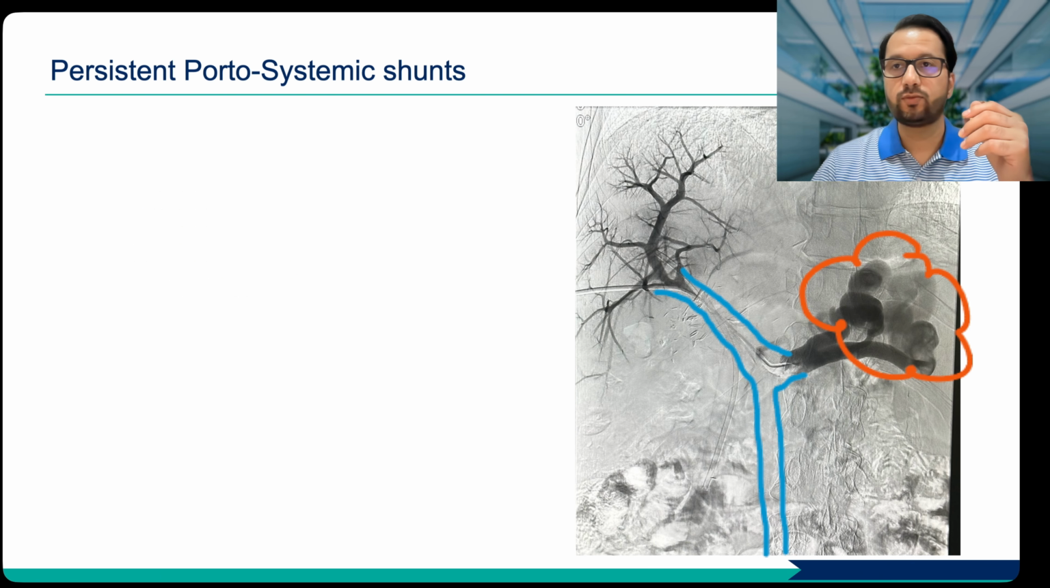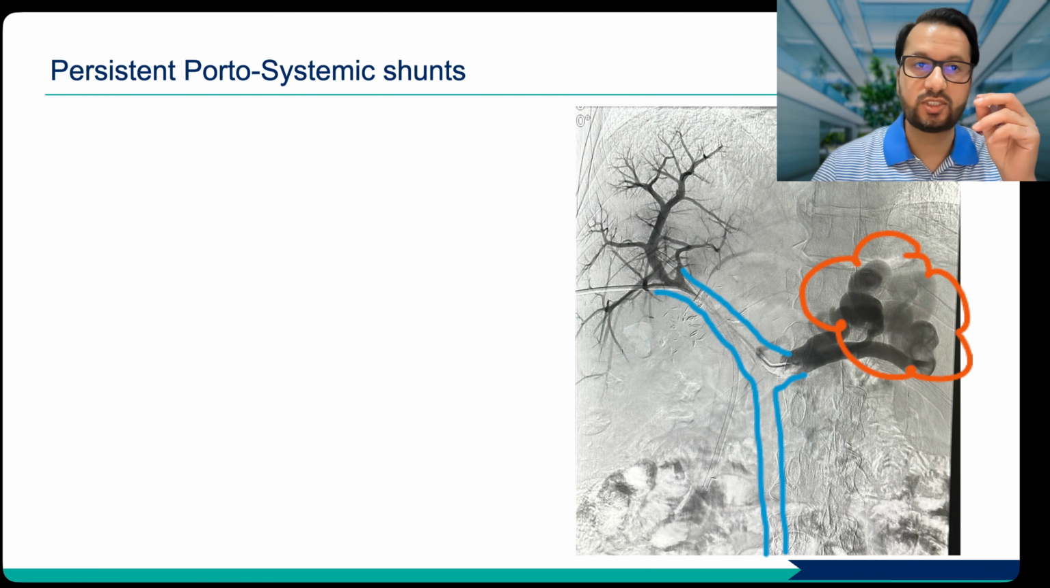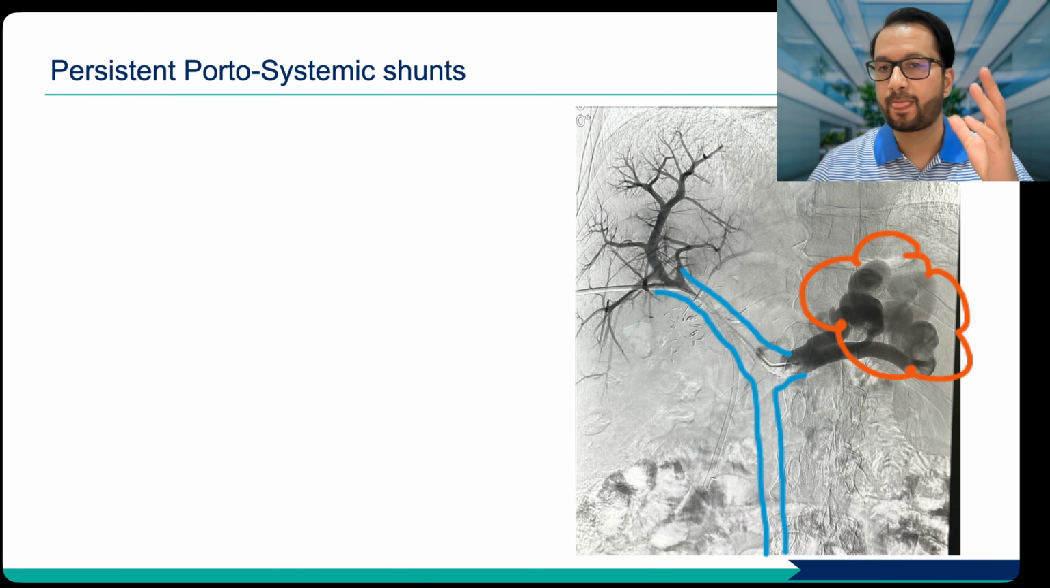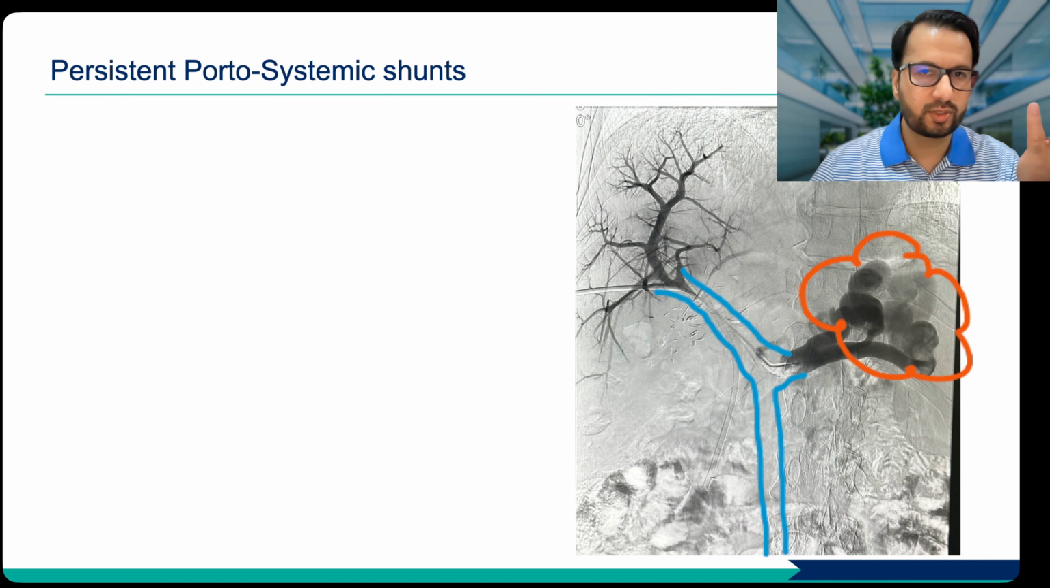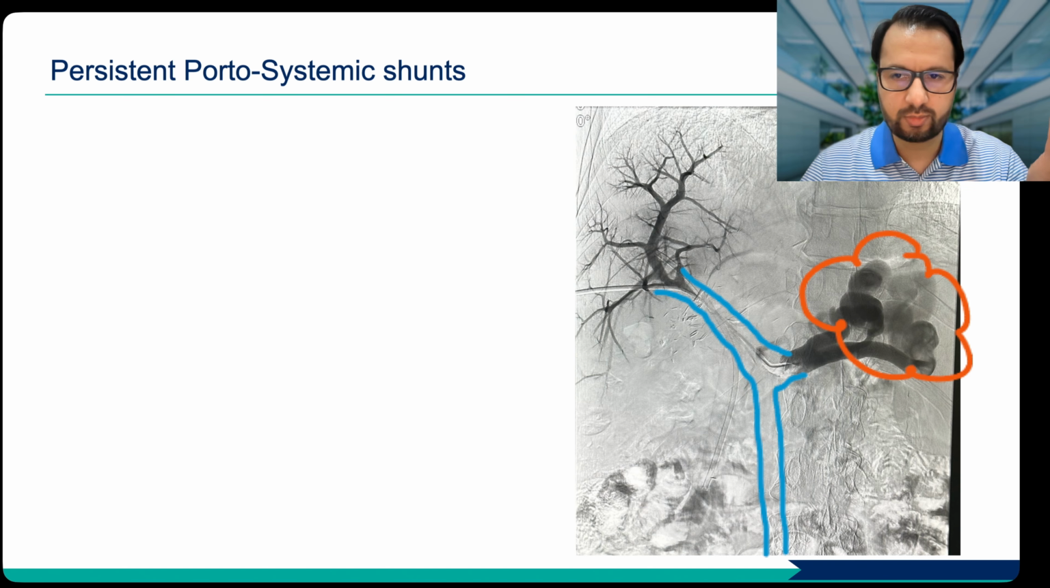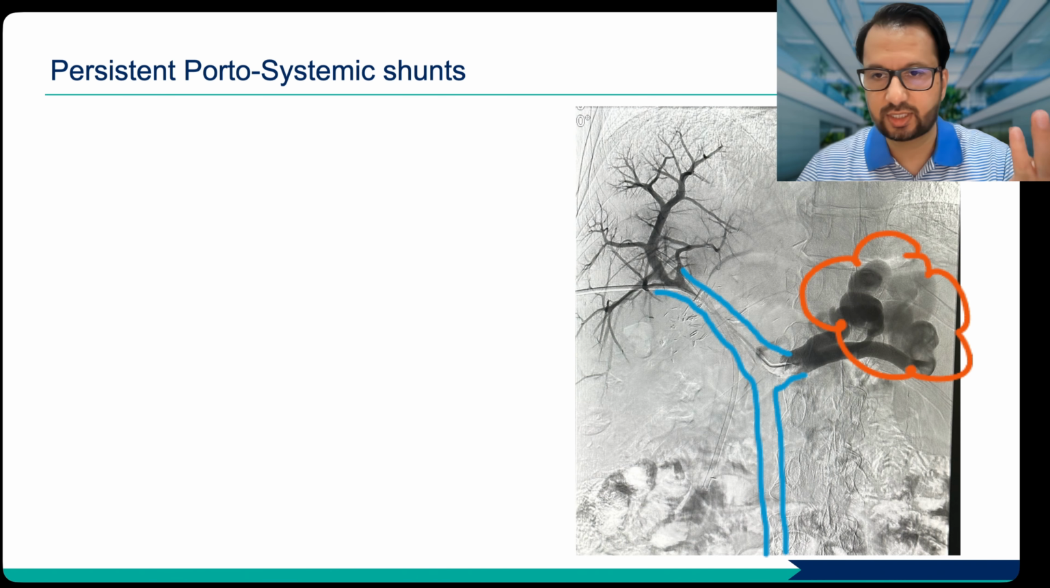The second condition we will be discussing is persistent portosystemic shunts. This is an uncommon condition that uncommonly causes any symptoms, but it can happen.